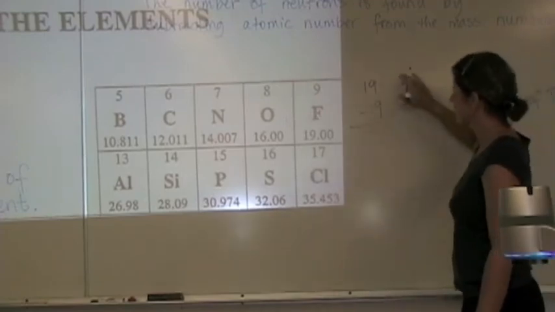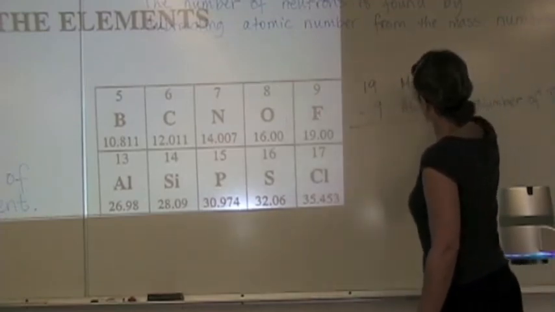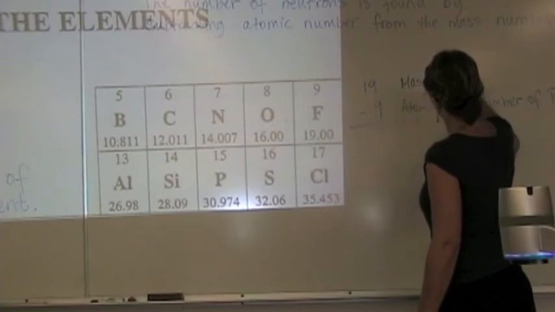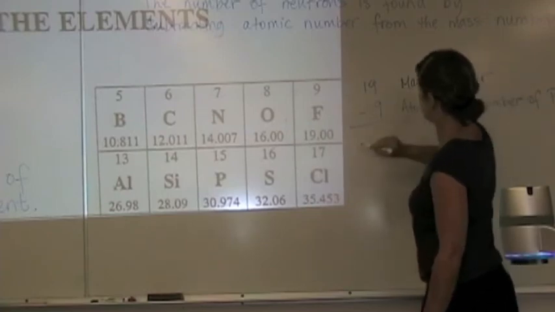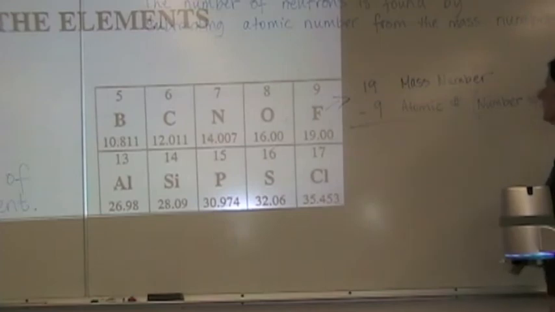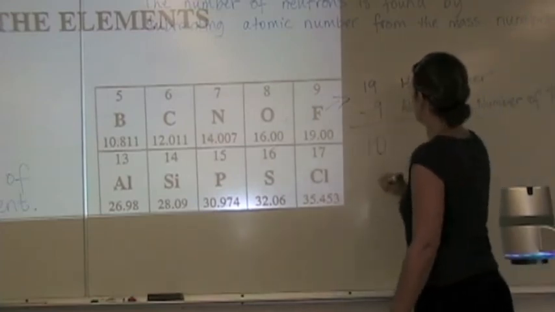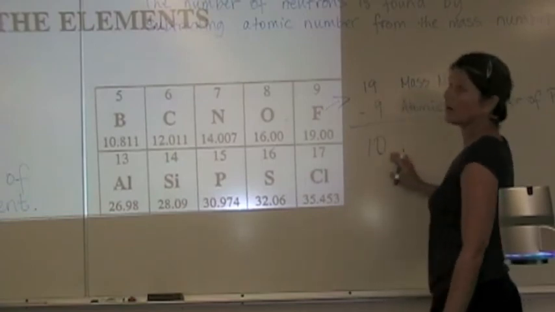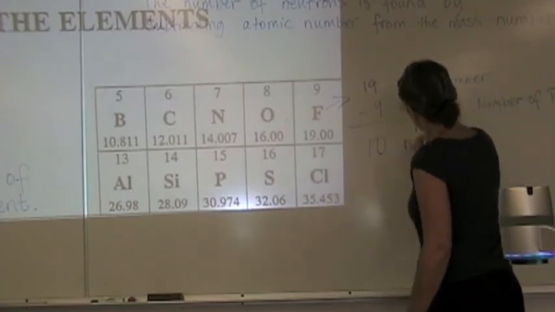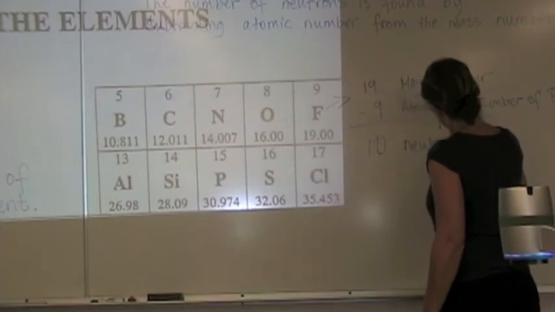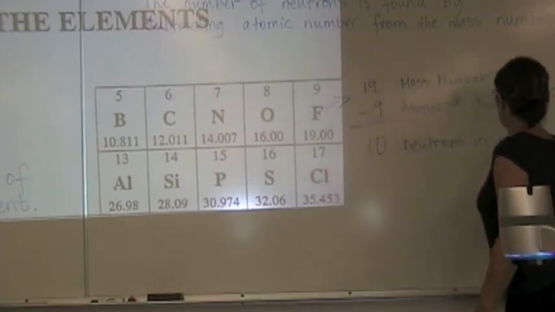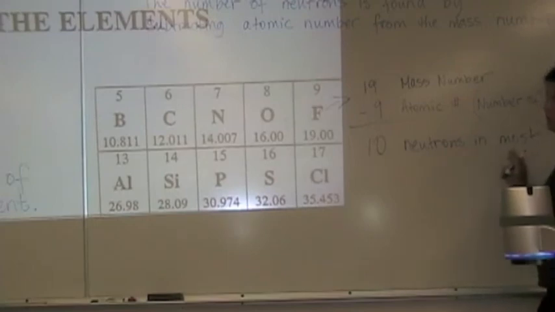Okay, so we are going to subtract the mass number. This is for fluorine. We're going to take the mass number, subtract the atomic number, and that's going to give us 10. And that tells us then that there are 10 neutrons in most, notice most, atoms of fluorine. Not all, most.